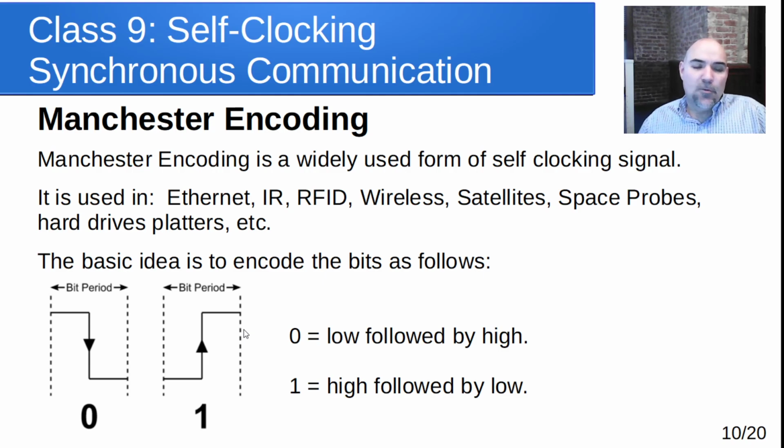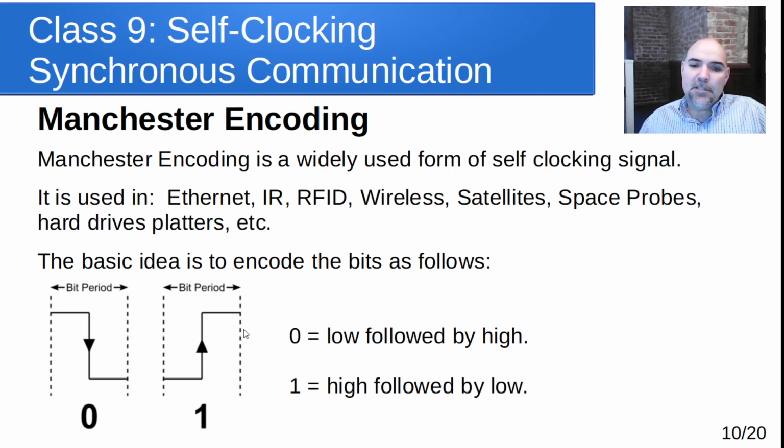applications. It's used for wireless communication, like Bluetooth uses Manchester encoding for the low level in some of the versions. Satellites, space probes, the hard drives themselves for how they store the data and encode the data to be stored on the magnetic platters have used this. Magnetic tape. There's just tons of things that have used this. And there are some advantages to this Manchester encoding method that we'll talk about here in a second.